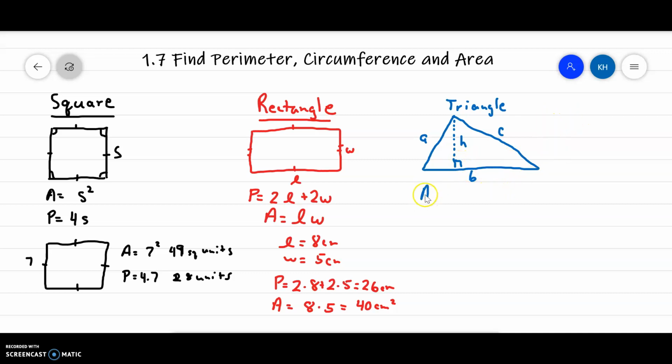So area of a triangle, oops, we'll go perimeter first, sorry. Perimeter is simply the sum of each side, A plus B plus C, and then area equals 1/2 times the base times the height. 1/2 base times height. Alright, because a triangle is really like half of a rectangle. That's why it's a similar equation, base times height, or length times width. But half of it.